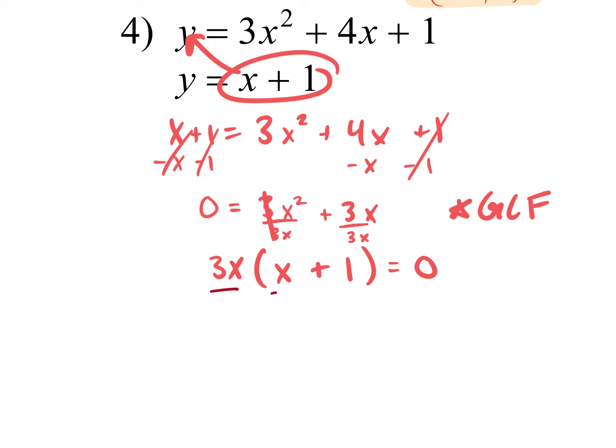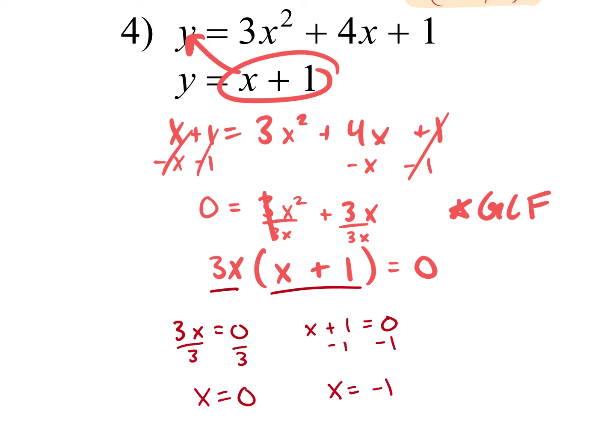Awesome. We set each piece equal to 0. So 3x is equal to 0, and x plus 1 is equal to 0. And then we solve for x. So x is equal to 0, and x is equal to negative 1.